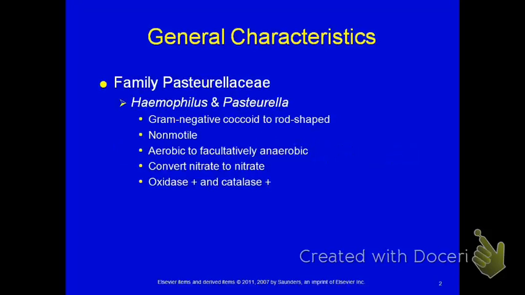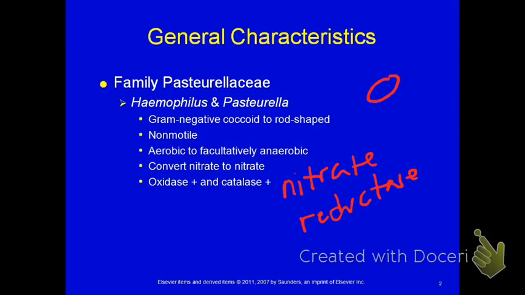So these are gram-negative Coccobacilli. So you know for a fact when we pertain to Coccobacilli, they are not perfectly rod or perfectly spherical organisms. Non-motile, they are aerobic. Some of them could be facultative anaerobic. They have the ability to convert nitrate to nitrite because of the presence of, of course, you know this from the previous lesson, the nitrate reductase enzyme. They are oxidase positive and catalase positive.